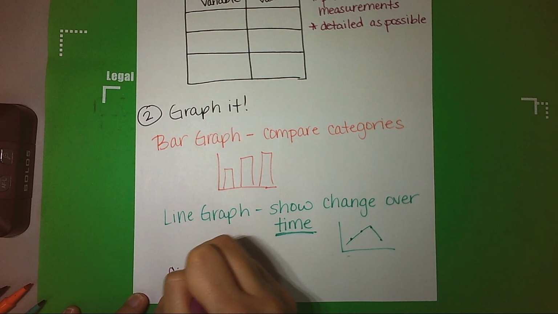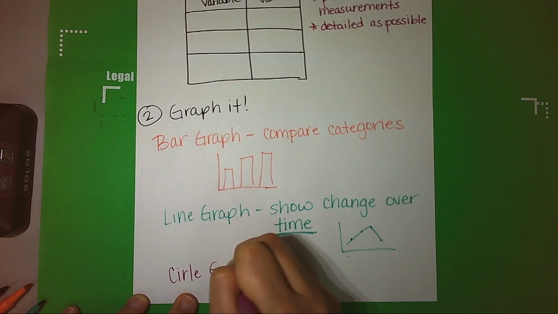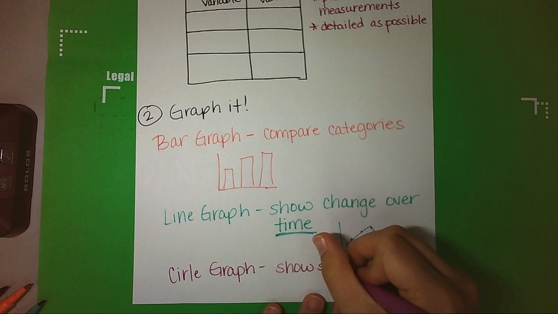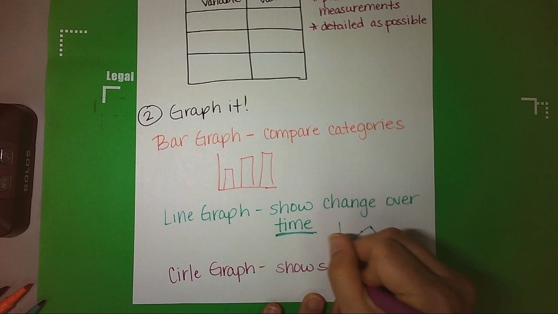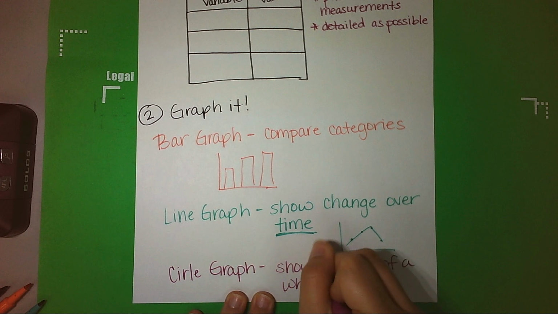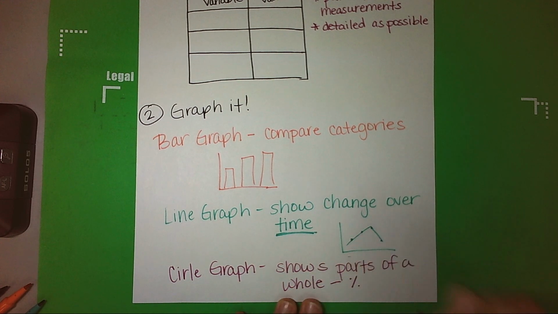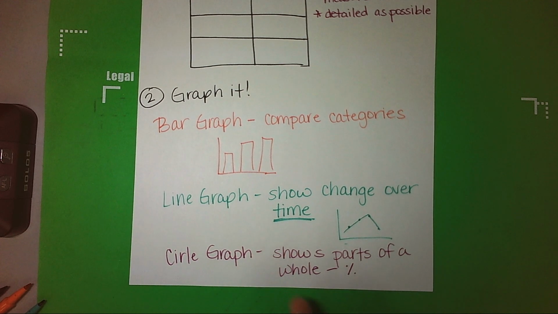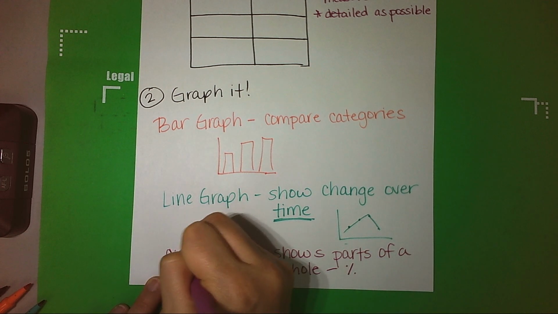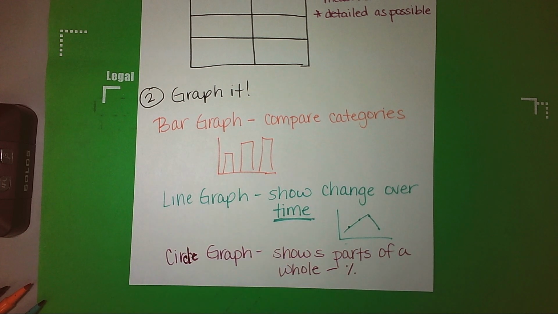And then your other one would be a circle graph. This one doesn't get used as often as the other ones, but it shows parts of a whole. So I remember this one as if I'm going to be using percentages. If I'm using percentages, like 50% of the class likes this movie, or 25% of the class does homework for 30 minutes. Alright, so those are the three kinds of graphs.